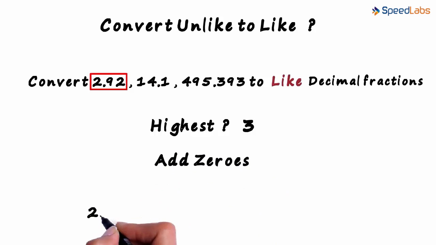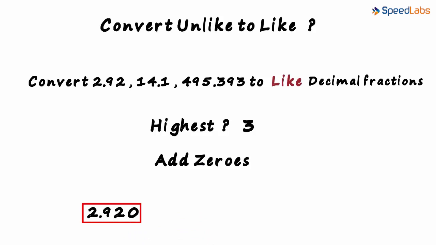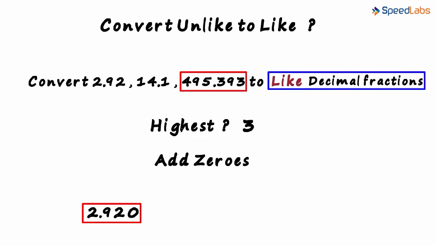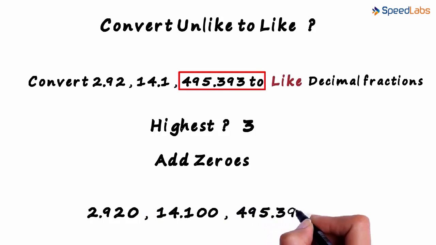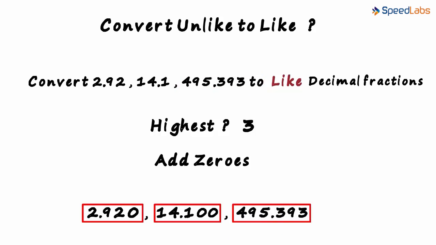The first number is 2.92. To have 3 digits after the decimal point, we just add 1 zero. So 2.920 and 495.393 are like decimal fractions. The next decimal fraction we have is 14.1. To get 3 digits after the decimal point, we need to add 2 zeros here. So these two decimal fractions become like. We keep the third one as is, 495.393. That's how we convert unlike decimal fractions to like ones.